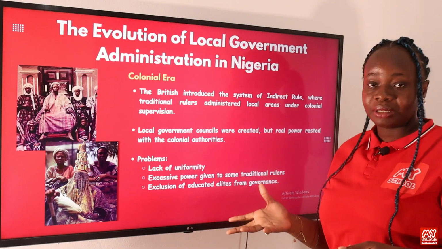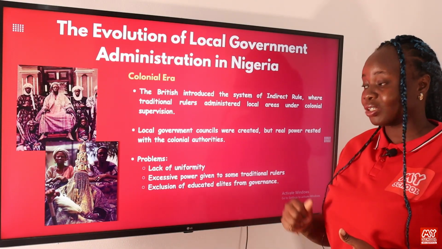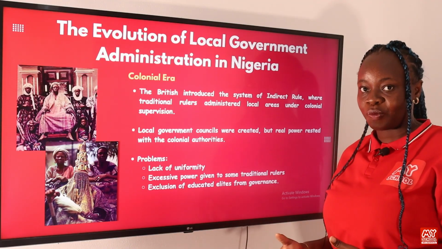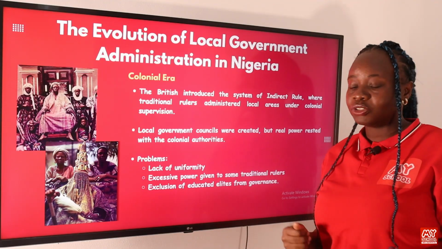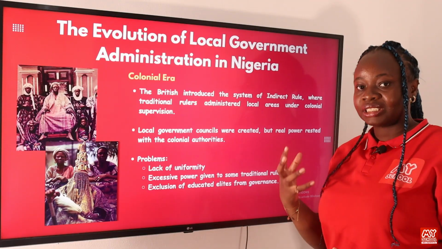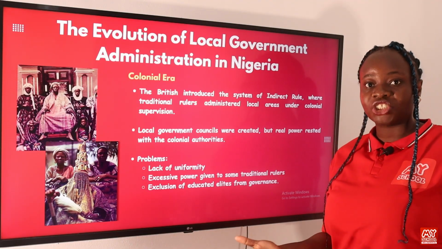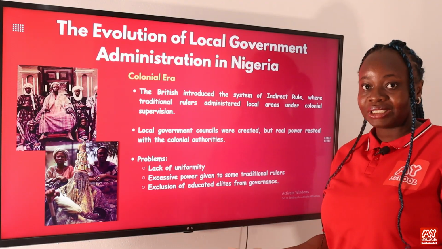So there were several problems with this administration. First of all, there was a lack of uniformity. So each of these various regions had a different system of governance. In the northern region, you had the emir, who was a centralized leader. In the Igbo traditional society, there were warrant chiefs who were not legitimately appointed by the citizens.